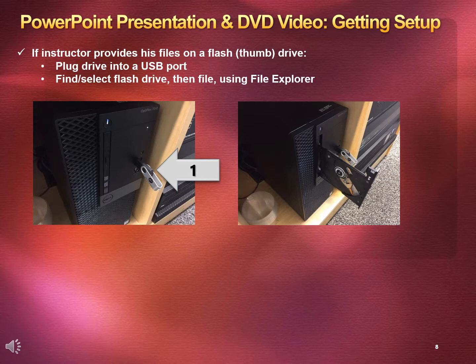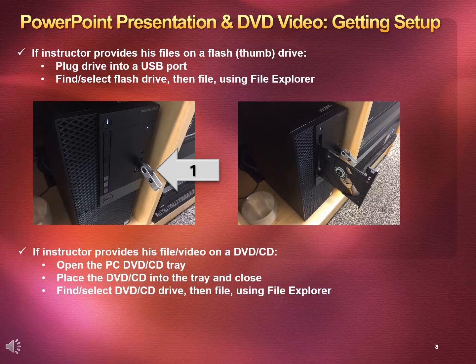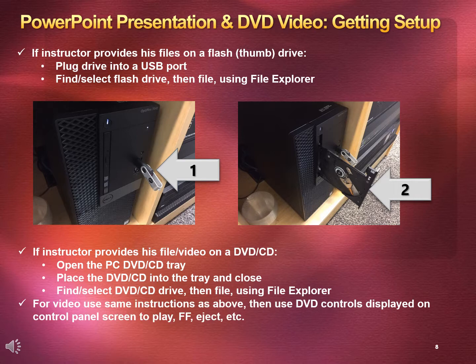If the instructor provides the file on a DVD/CD, in the equipment rack below the table, press the small rectangular black button on the PC DVD/CD tray, arrow 2. Avoid the round power button near it. Place the DVD/CD into the tray and gently press the tray closed. Right-click the Windows icon on the bottom left corner of the computer screen, select File Explorer, then choose the DVD/CD drive, then choose the desired PowerPoint file within the drive.